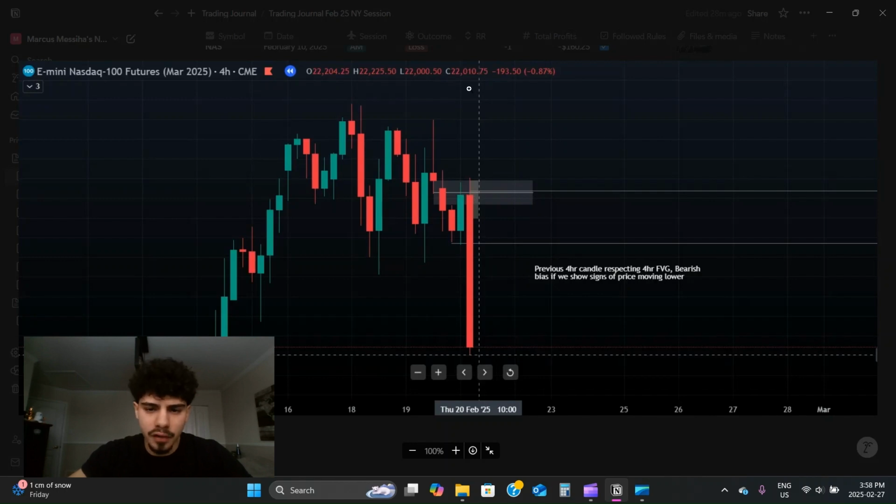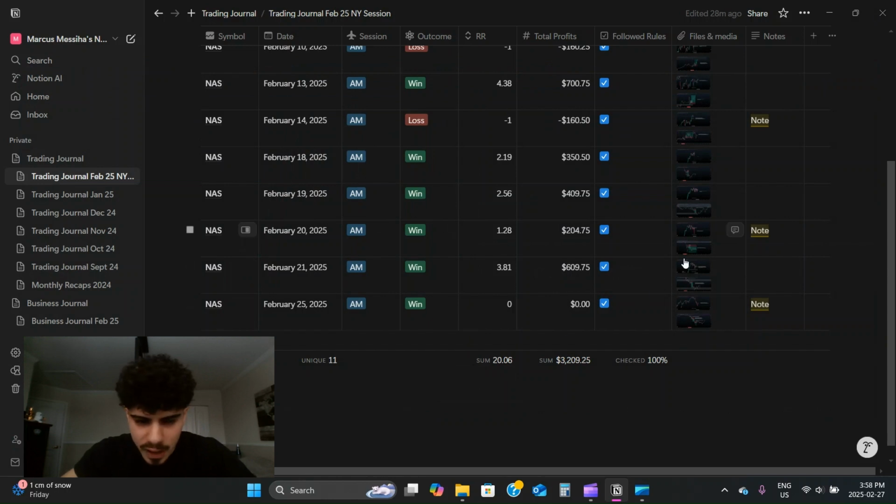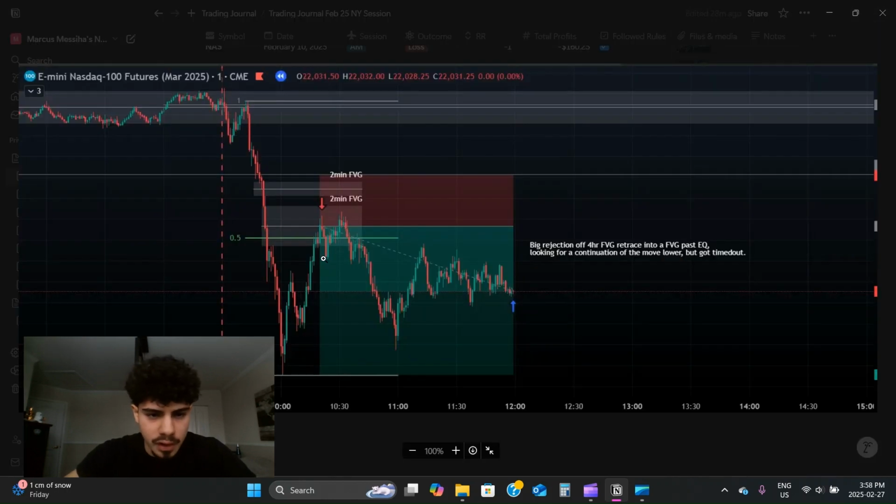But if we keep moving up, if we just destroy this fair value gap, obviously I'm not going to find a setup. And that's what happens with bias. It keeps you safe from taking long setups when you have a short bias and things like that. So I'm going to show you guys what actually happened on February 20th.